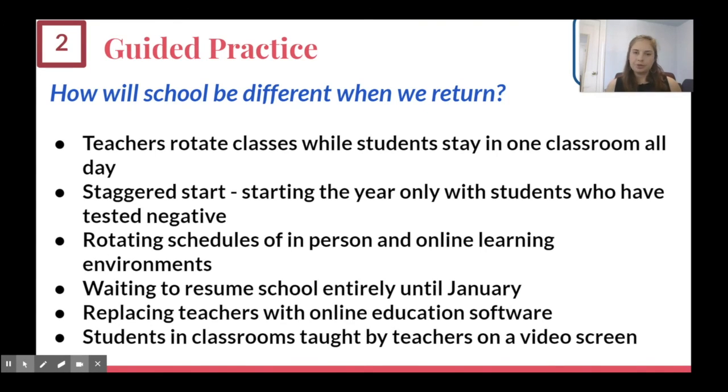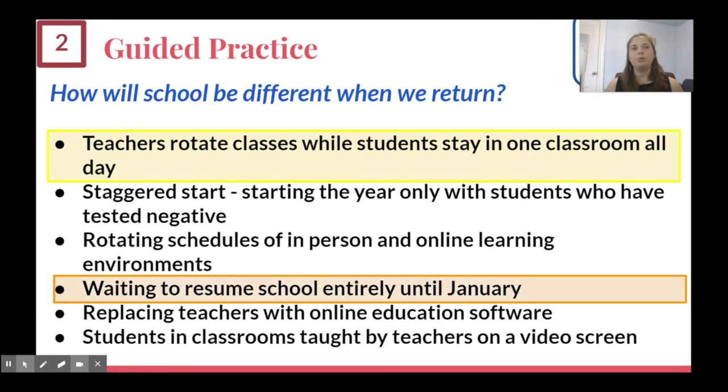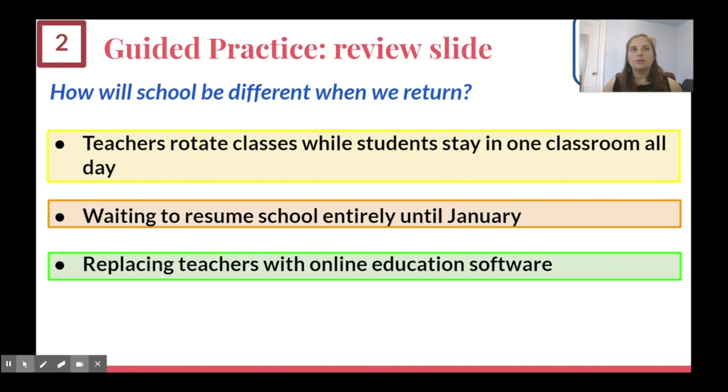So you were supposed to pick what you thought were the best 3. I've gone ahead and chosen 3 that I think are interesting. I'm not sure if they're the best yet, but I just thought they were interesting choices. So the first one that I'm choosing is teachers rotate classes while students stay in one room, waiting to resume school entirely until January, and replacing teachers with online education software. I chose them because they all seem very different from one another. All right, so those were the choices that I picked. Those were my options. You probably chose different ones, and that's totally okay.